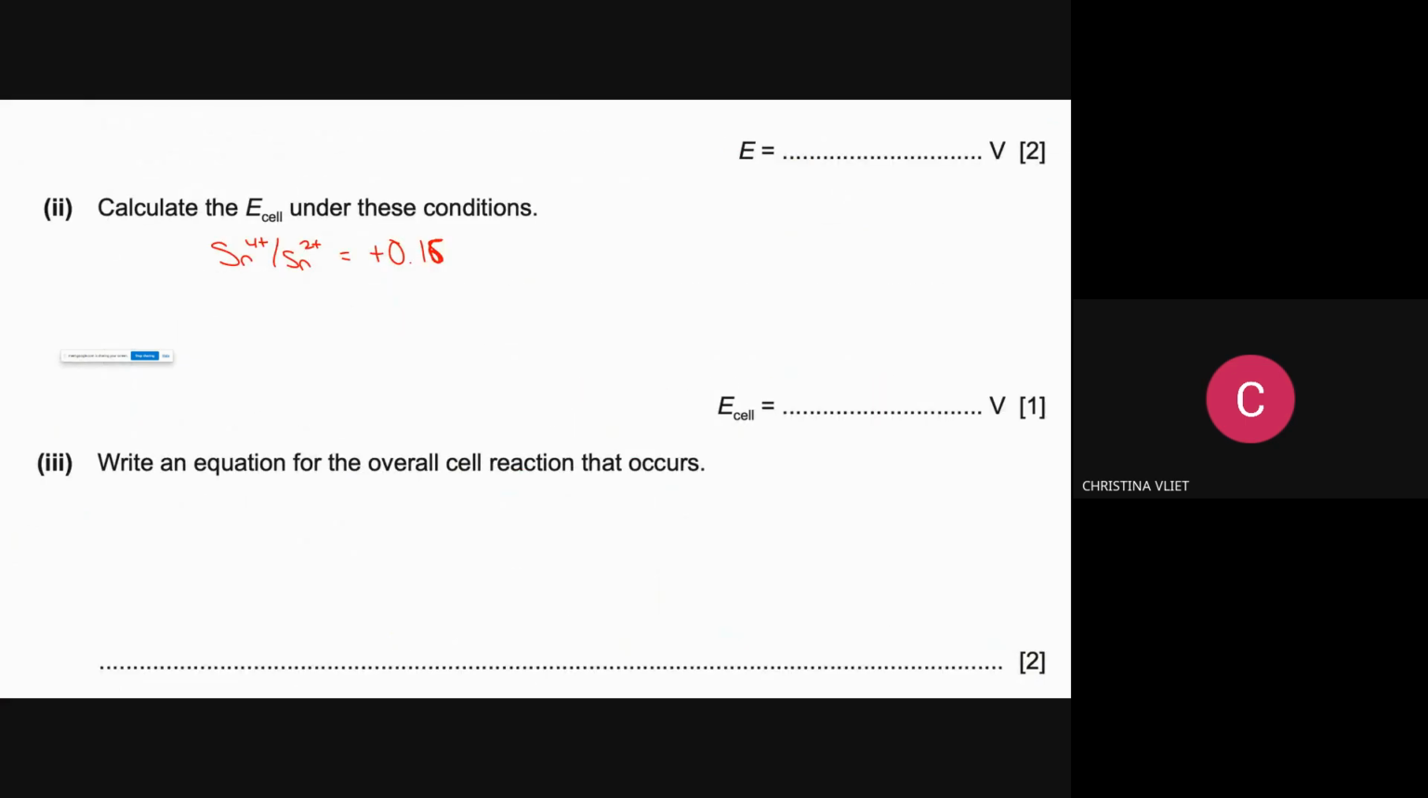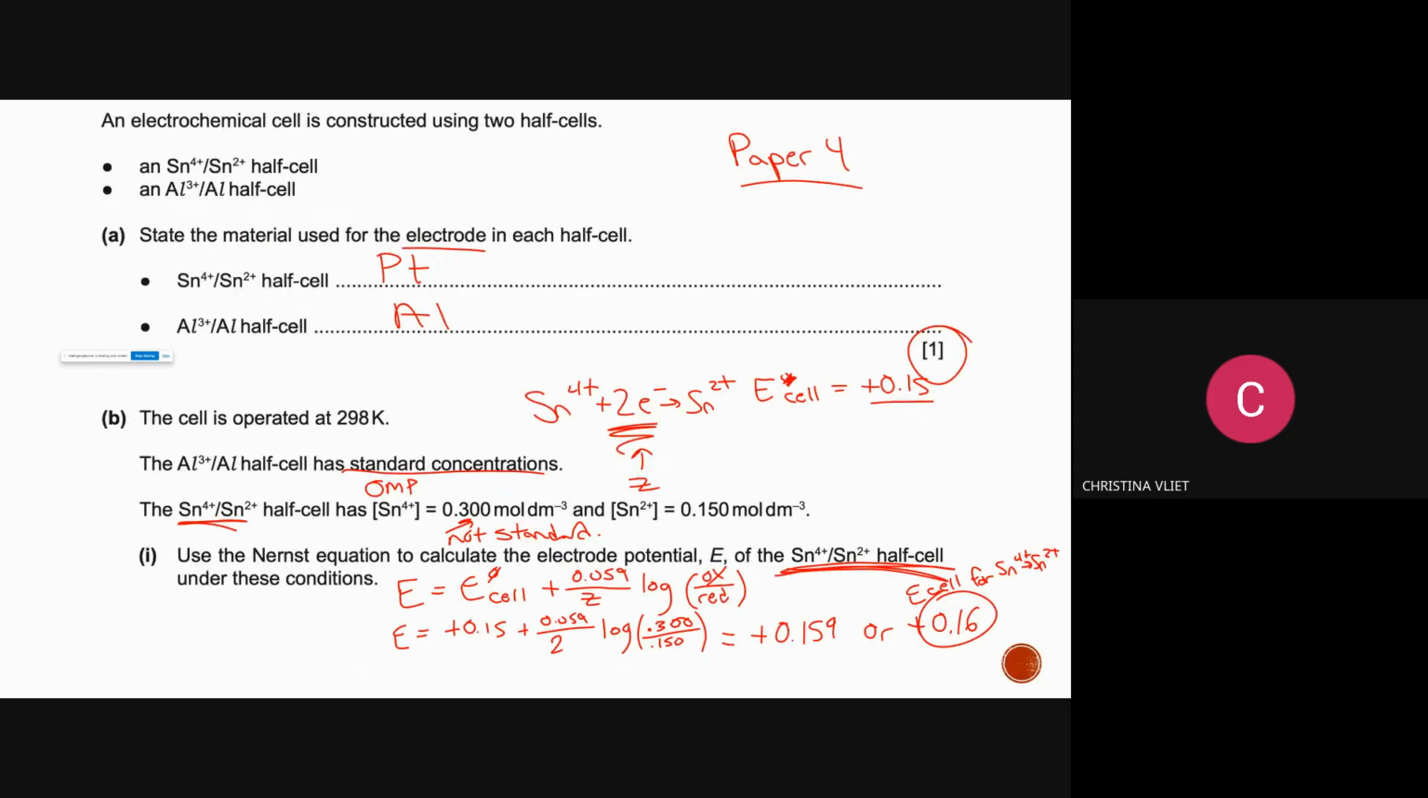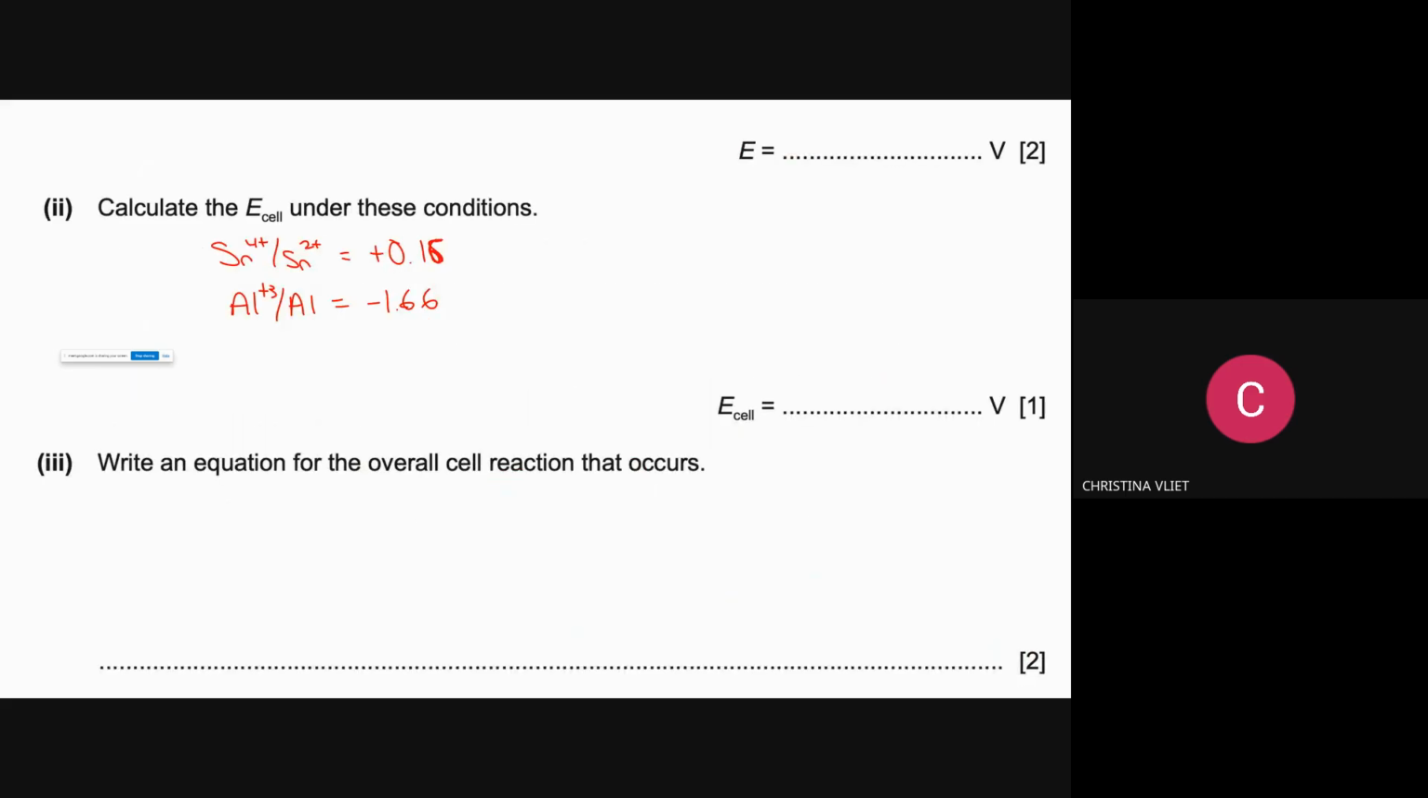So we know that aluminum plus 3 to aluminum is negative 1.66. Now what do we have to do to figure out the E cell? This is a 6, right? This is the same number from here, the 0.16, the 0.159, or the 0.16 that we calculated, right? This should be 0.16.